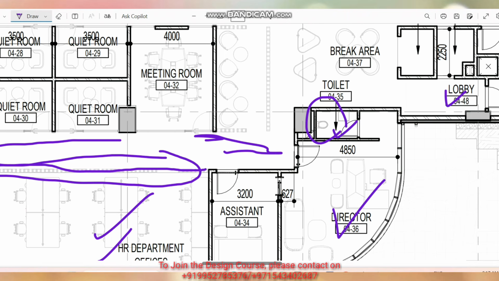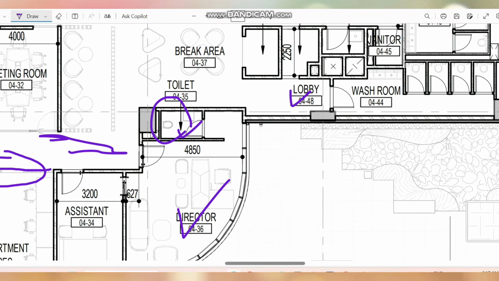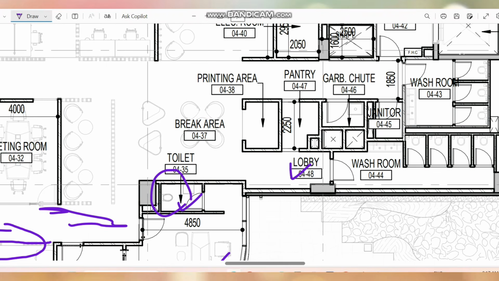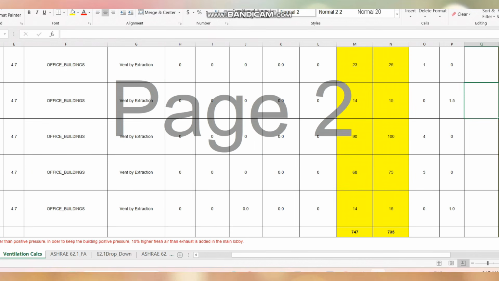This is the lobby, and at this point, this is the pantry. So this one, as I told you, we have one small microwave oven and coffee maker. So the same one kitchen we can follow. Pantry near lobby, and the same 1.5 liter per second we can follow.